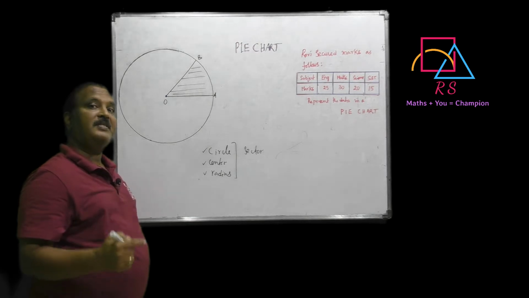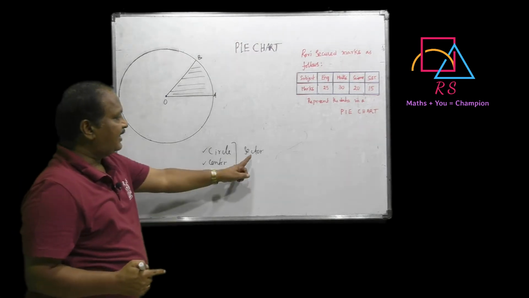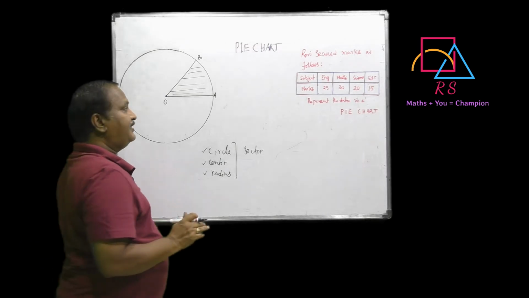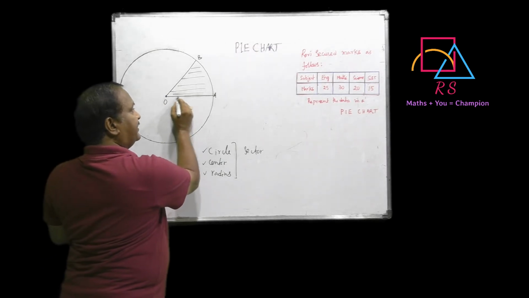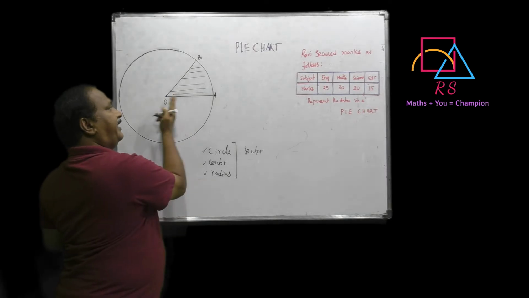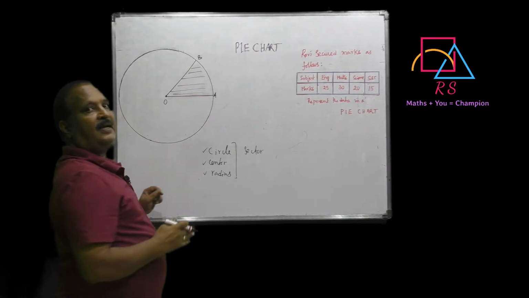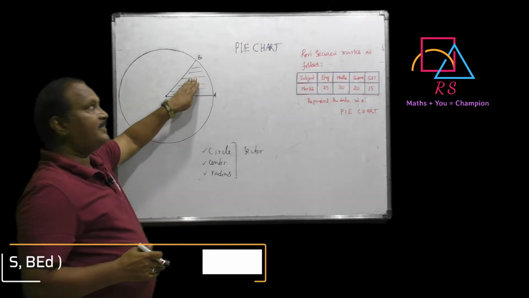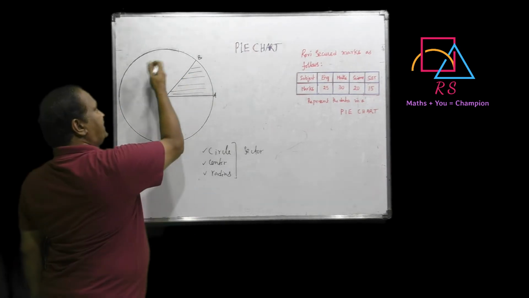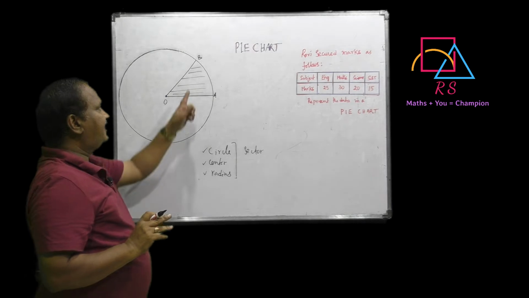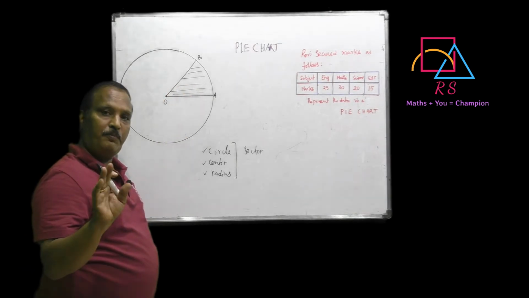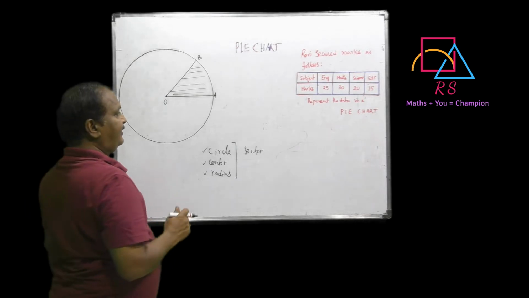Sector. You should know what a sector is also. A sector is a part of the circle. How are you going to get the sector? You just cut along the radius, two radii. You draw two radii and cut along them. You will get a piece, and this piece is a sector, and this piece is also a sector. There are two sectors, a small sector and a big sector. So I hope you have understood what a sector is.